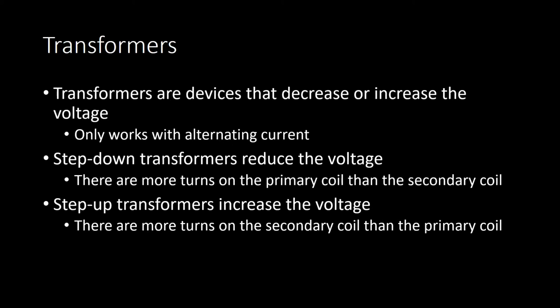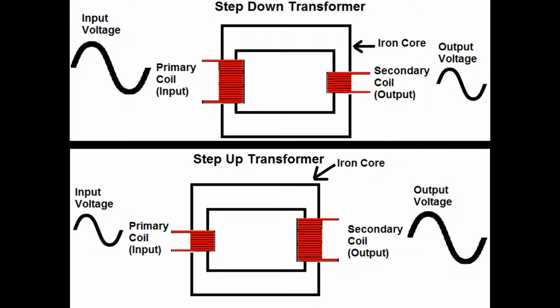In the step-up transformer, you increase the voltage, so there are more turns of wire on the secondary coil than there are on the primary. And again, this is much easier to understand with the picture, which I'll show you in just a second. But with the secondary coil being bigger than the primary, that means that it's bigger going out than it was coming in. You can almost think of it like a funnel versus a reverse funnel.